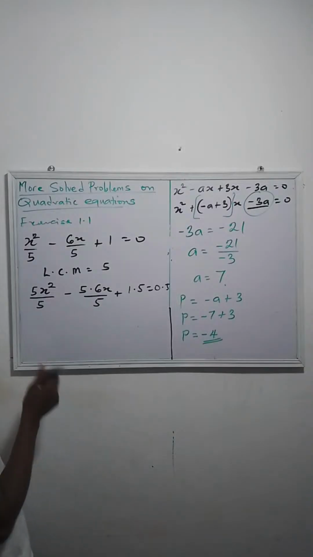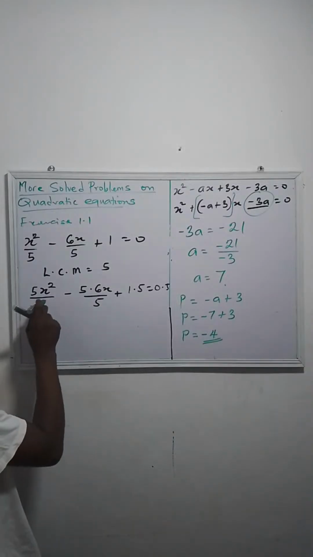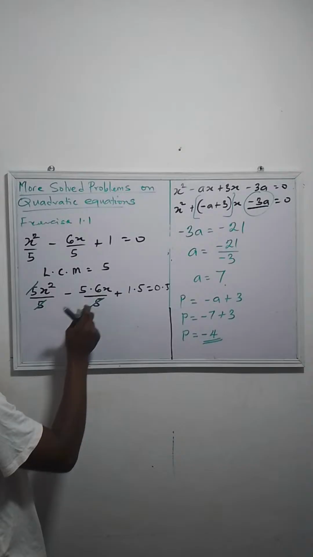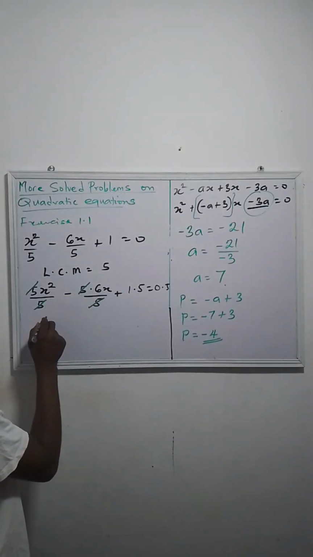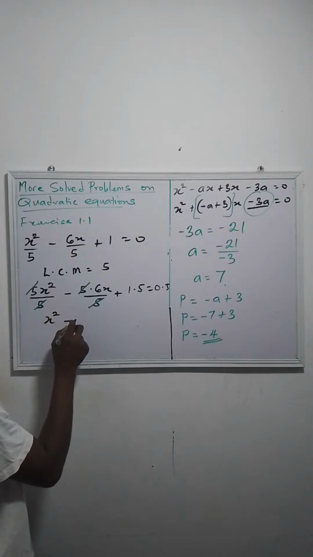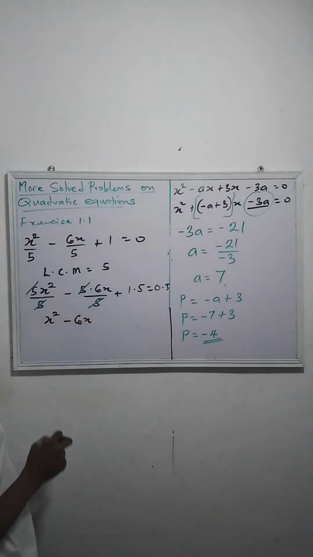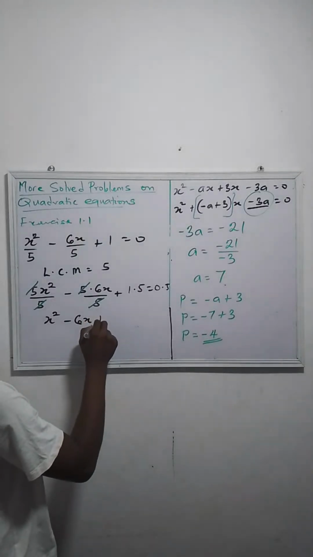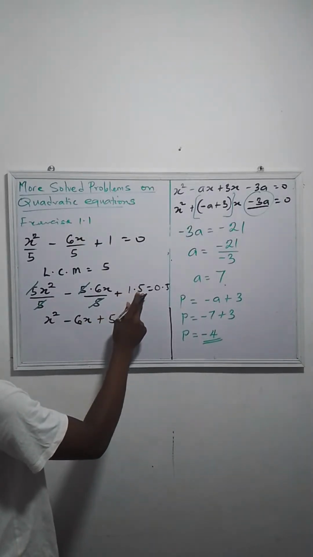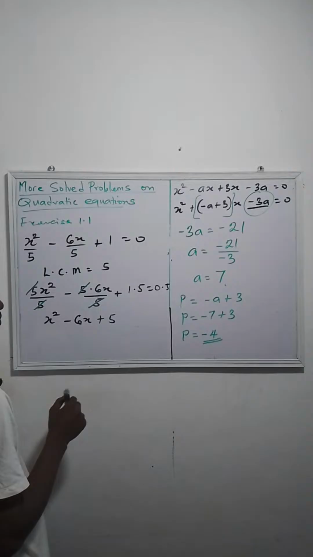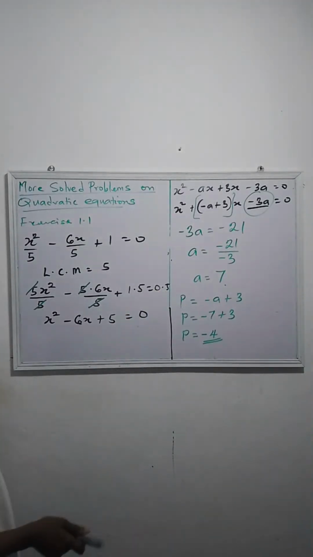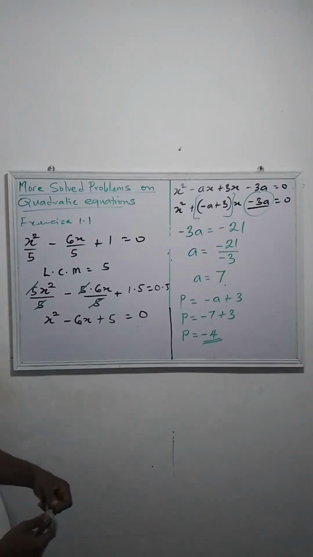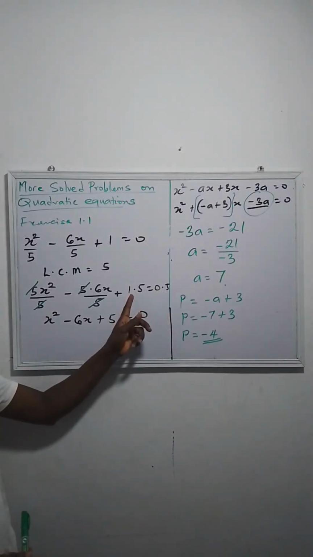Okay, so now 5 cancels 5 here, and 5 cancels 5 here. So what we are left with now is x squared minus 6x, plus 5, because 1 times 5 is 5, equals 0, since 0 times 5 is 0. So this dot means multiplication. Okay.